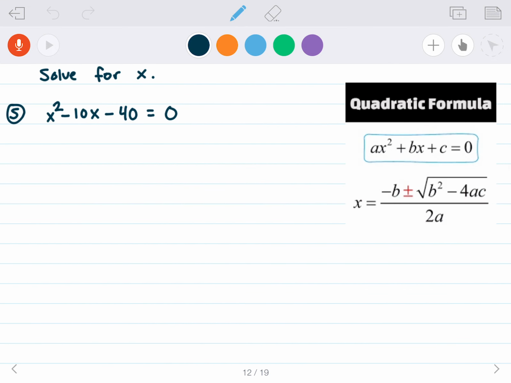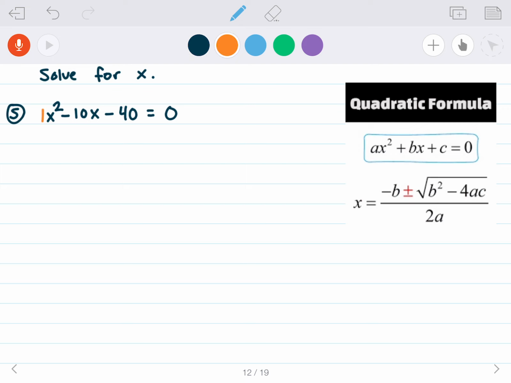Alright, so let's go ahead and do this. We have 40 and 10. I'm trying to think of two numbers that multiply to 40 but add to 10, and I can't really think of any numbers off the cuff. So let's go ahead and use the quadratic formula.